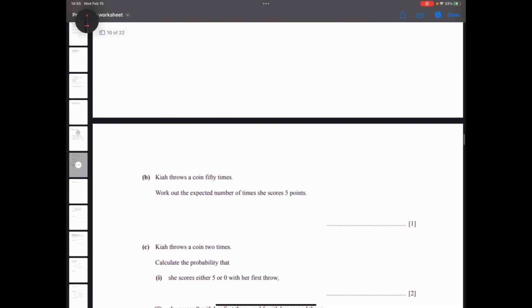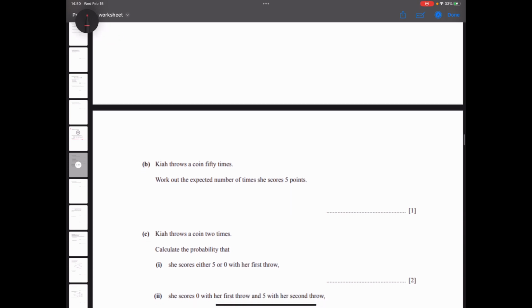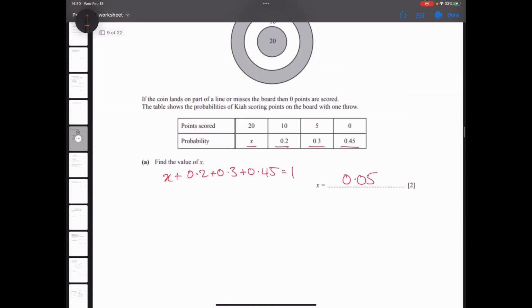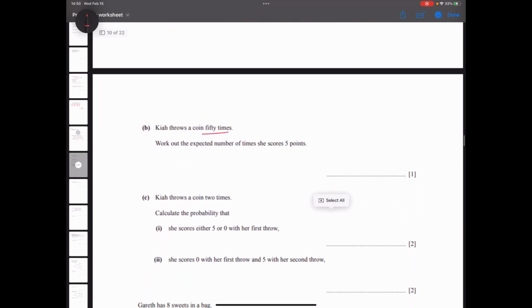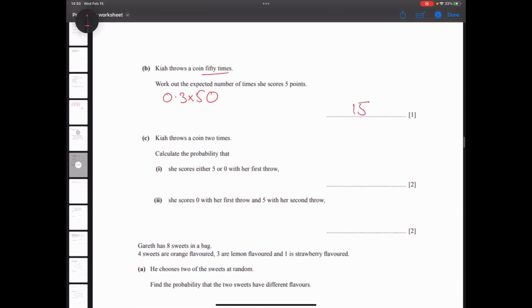Now, Kaya throws a coin 50 times. Work out the expected number of times she scores 5 points. We gotta go 5 points is 0.3. So 0.3 multiplied by 50, 15 times. Kaya throws a coin 2 times. 2 times now combined events.